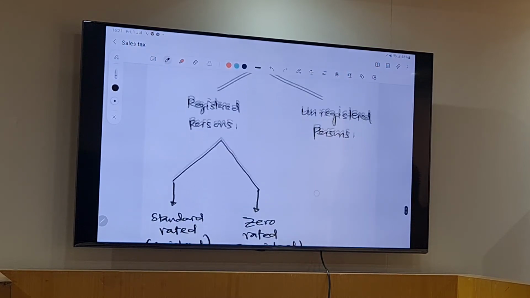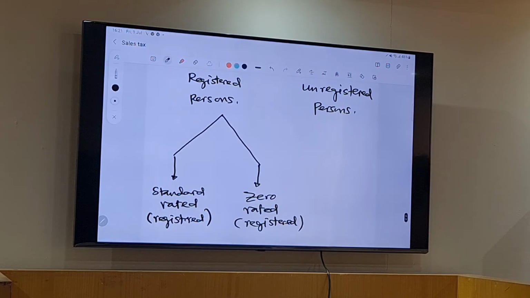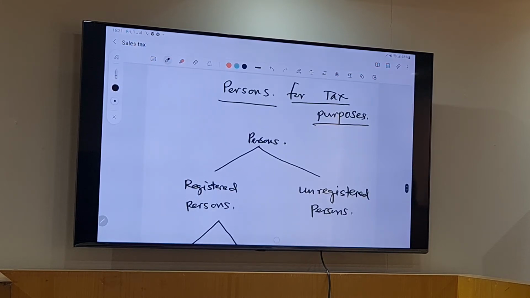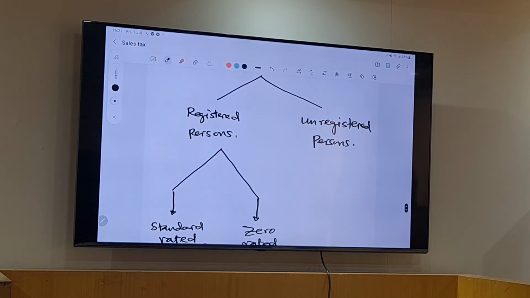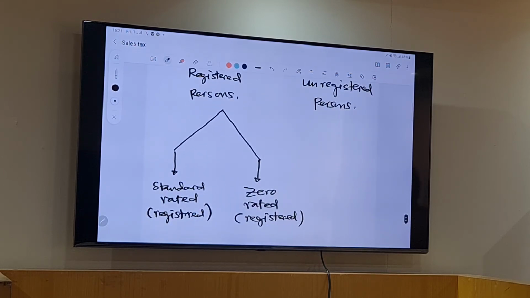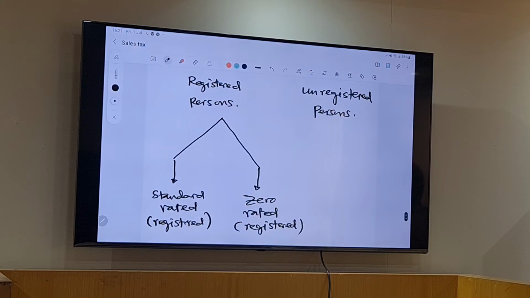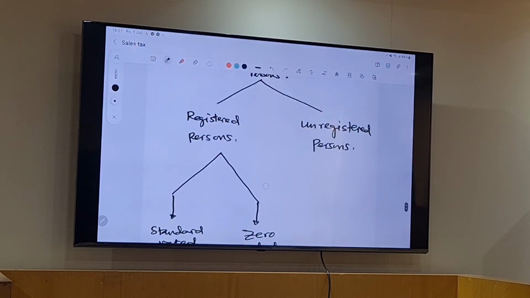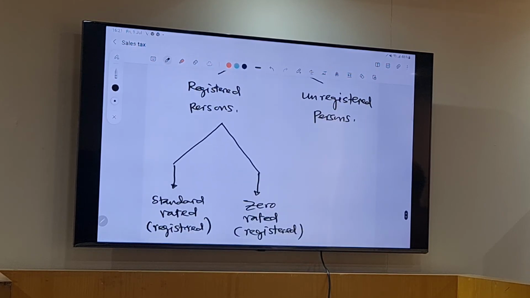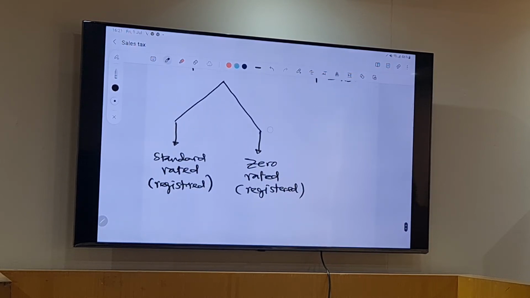So, in summary, there are how many types of persons? Five? Where are five? My question is, in summary, there are how many types of persons? Four? How? Tell me how I get four. Registered... Three. There are three types of persons. Totally unregistered persons. And then you have registered, but then for registered persons we have two more categories. One is standard rated, the other one is zero rated.